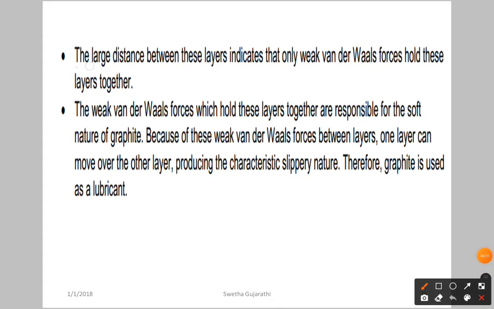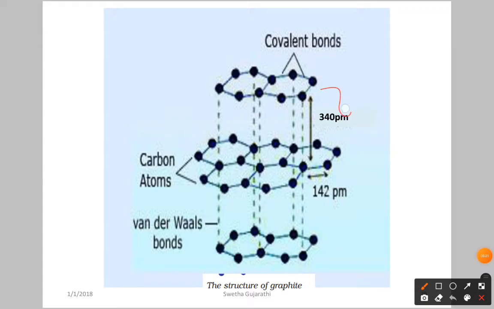The large distance between these layers indicates that only weak van der Waals forces hold them together. Here we already discussed the distance. How much do we have here? 340 picometers. How do they hold together over this long distance? Because of weak van der Waals forces, or weak van der Waals bonds.